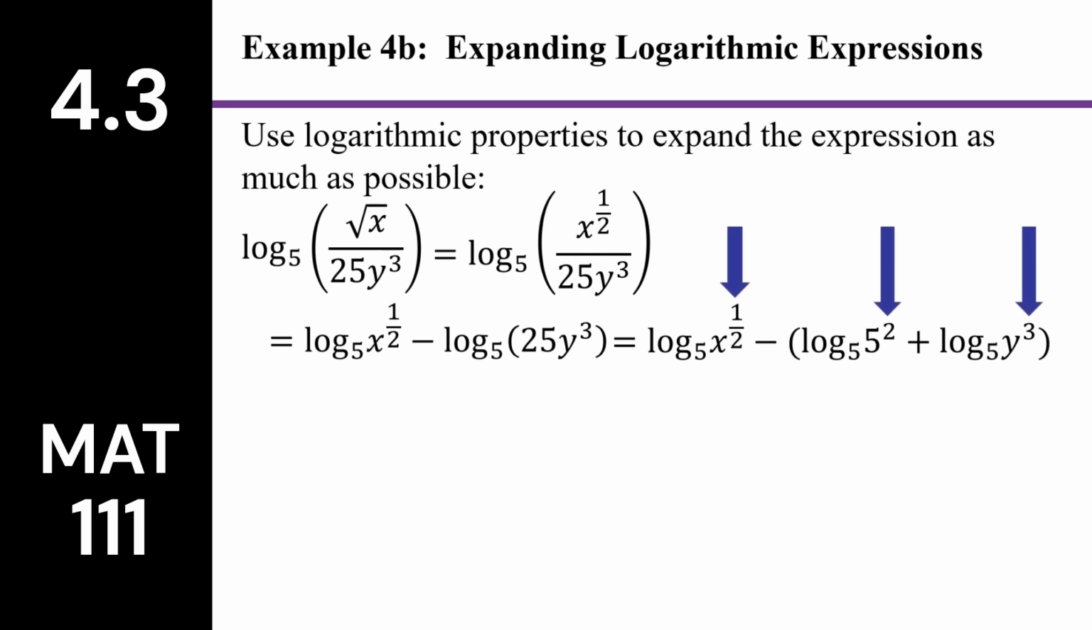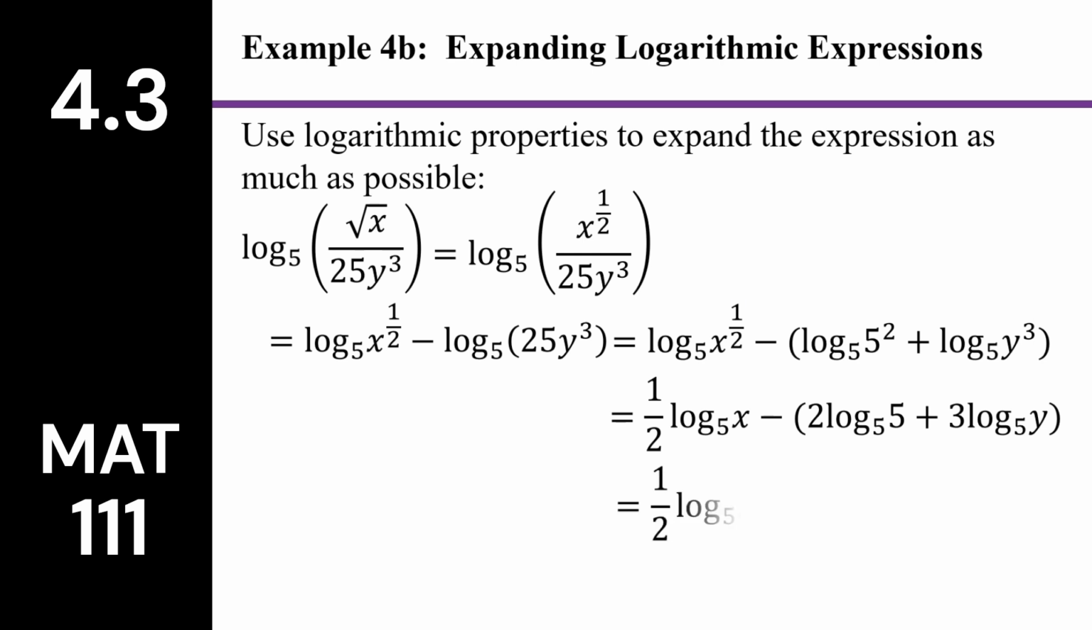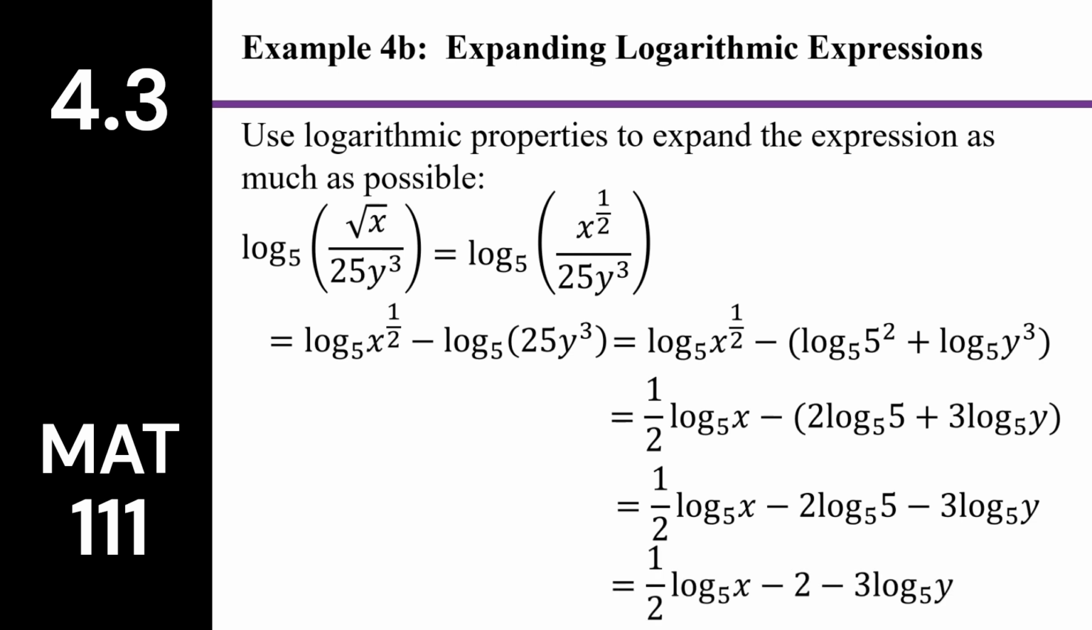Next, we'll take the powers and slide them down in front of their logs. That's the power rule. We then distribute the negative through the parentheses. And the last simplification we can do, since the log base 5 of 5 is 1, we multiply the 1 by 2, and this is our final answer.